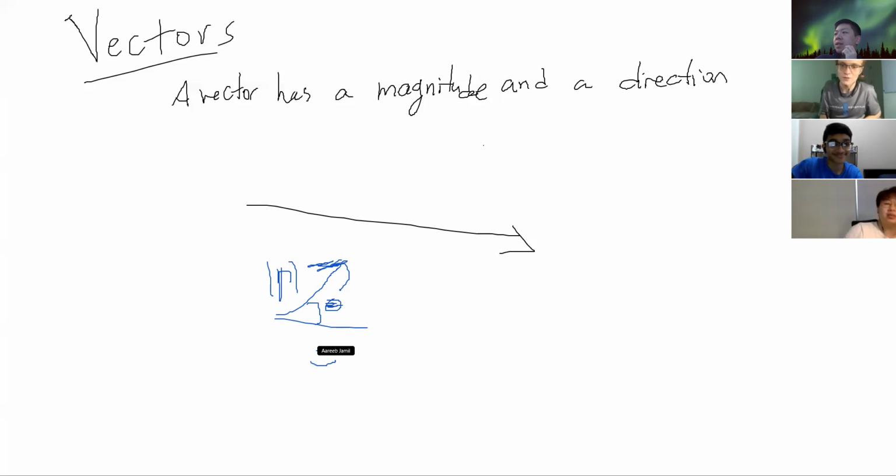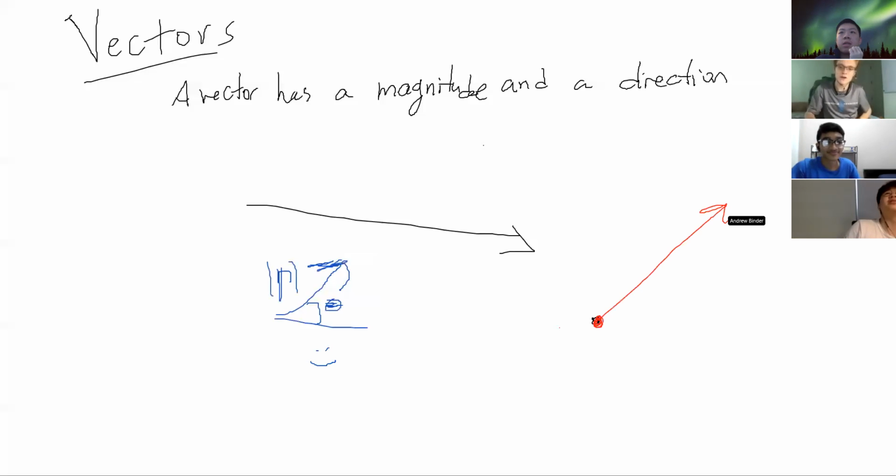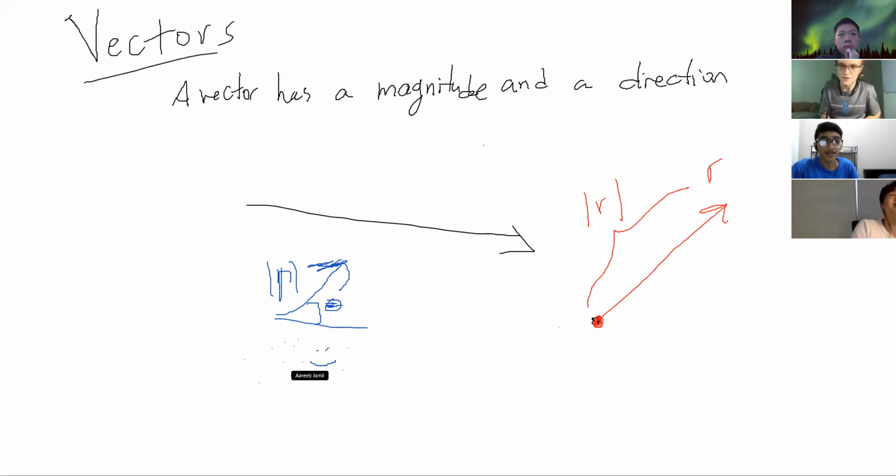So if we have an arrow, let me make it red so that y'all can tell that it's different. The magnitude of this vector is just the length of this vector, represented as the norm of R, or the absolute value of R. If our vector is R, this is our magnitude. And then our direction is, as Arib has already demonstrated, this angle theta.